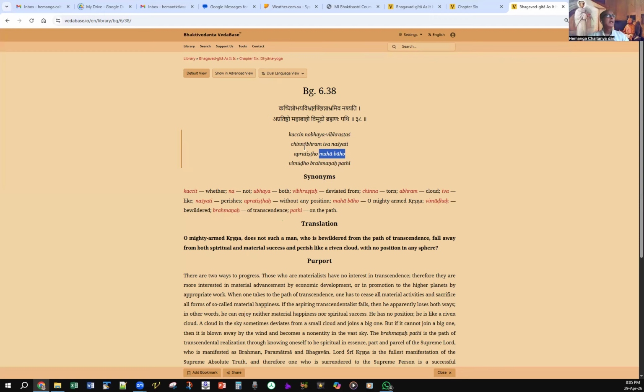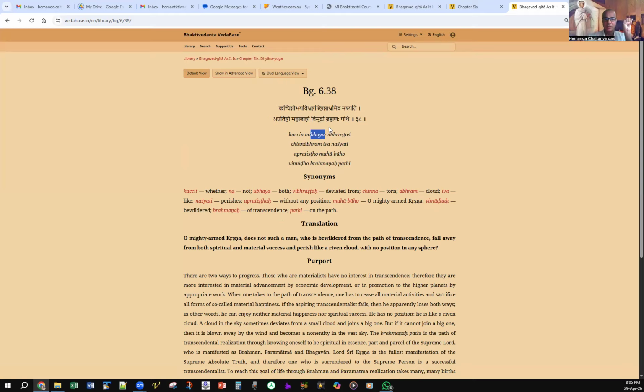Okay, come to the first line now. Kachit refers to whether. Na ubhaya, ubhaya refers to two. Ubhaya in Sanskrit means two. What are the two? Vibhrashtas. What are the two paths we can take? We can either take a spiritual path or we can take a material path.